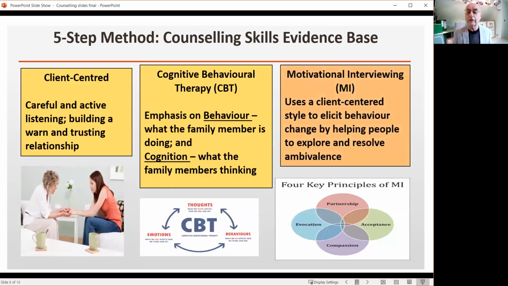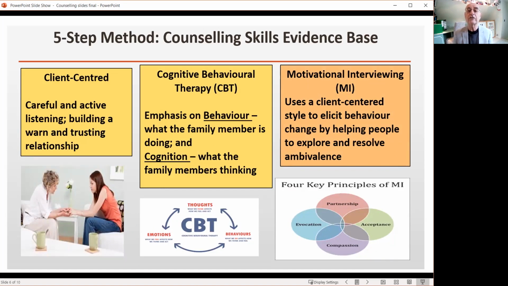But research has gone further than that. And in fact, the 5-step method's core counselling competencies draw heavily on 3 areas of research. The most important is the area I've just outlined, client-centered work, showing that listening carefully and building a strong therapeutic relationship are absolute keys to effective work with people. The other 2 are counselling methods, which have each built up an extremely strong evidence base. And so we have incorporated ideas from both of these methods into our 5-step method.